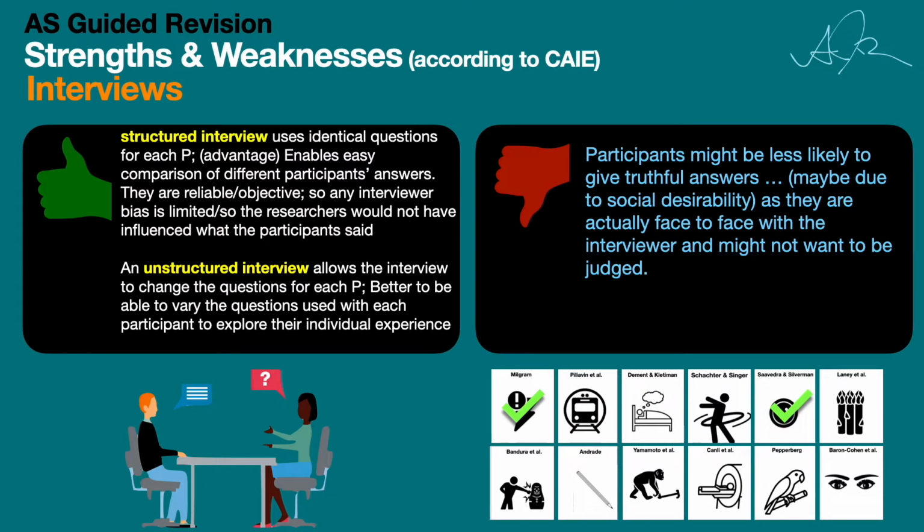The negative is that when you're face-to-face, you're less likely to give truthful answers. This is where social desirability comes into play. So if I ask somebody, are you racist? Of course, they're going to say no. So that's one of the problems.